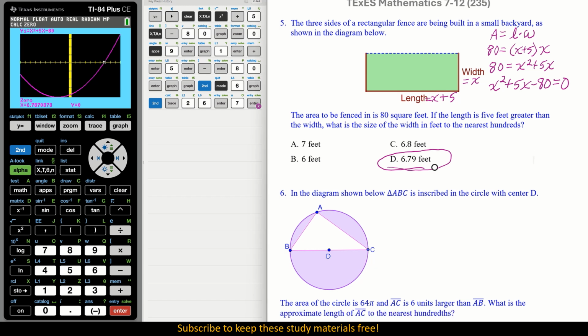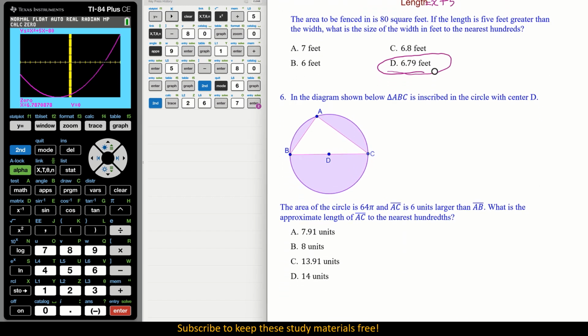All right, let's go to number 6. Okay. In the diagram shown below, triangle ABC is inscribed in the circle with center D. Okay, the area of the circle is 64 pi, and segment AC is 6 units larger than B. Okay, so this is AC right here.